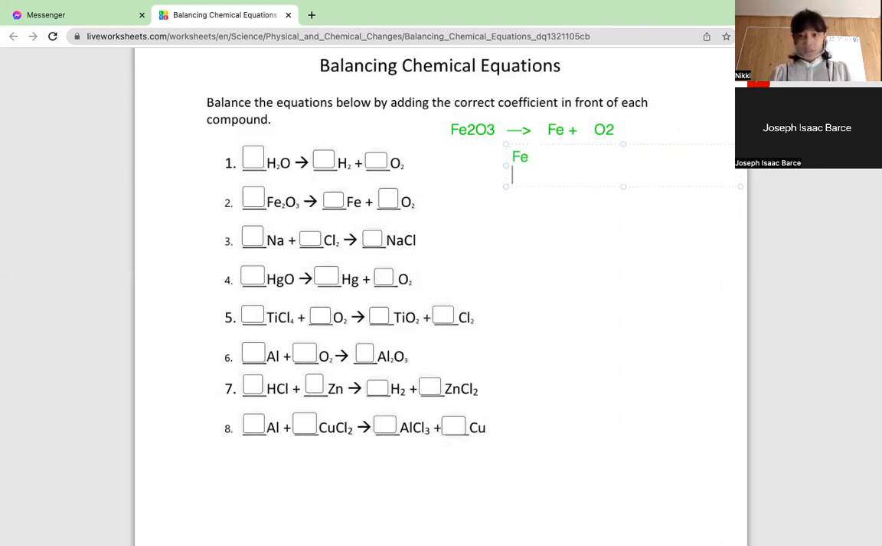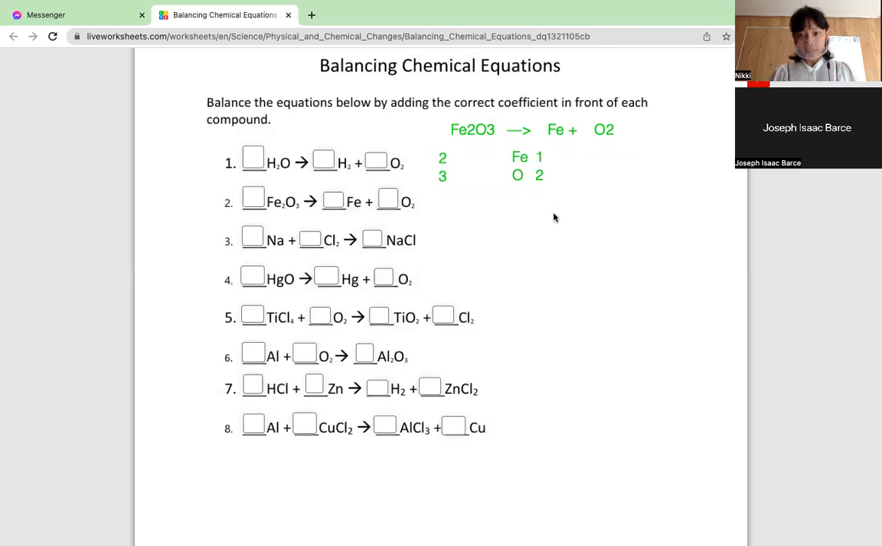Iron and oxygen. Ilang iron meron ka sa left-hand side of the equation? 2. Ilang oxygen meron ka sa left-hand side of the equation? 3. Very good. Now, let's move on to the right-hand side of the equation. Ilang iron meron ka sa right-hand side of the equation? 1. Ilang oxygen meron ka sa right-hand side of the equation? 2. Now, so mukhang complicated, no? Kasi merong 2 iron sa kabila, 3 oxygen sa kabila.